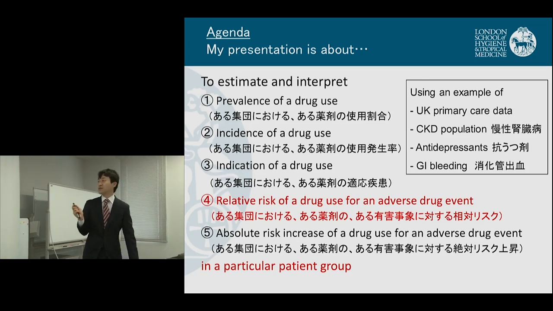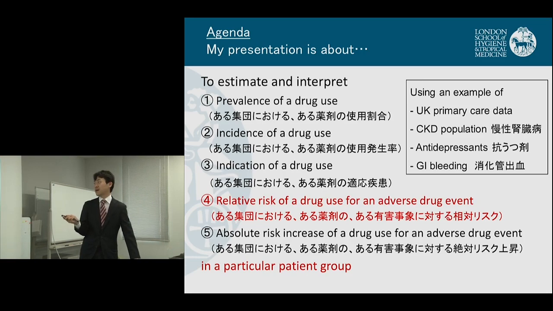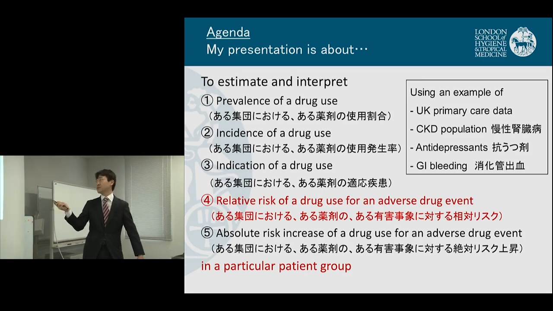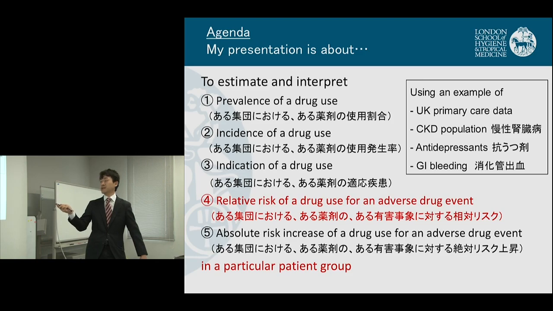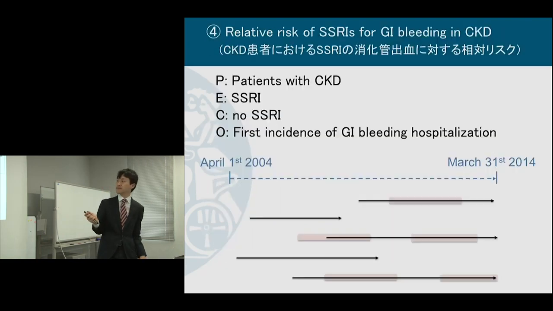Okay. So the relative risk of a drug used for an adverse drug event in a particular patient group, using an example of GI bleeding of SSRIs as part of antidepressants. Okay, so this is PECO again.